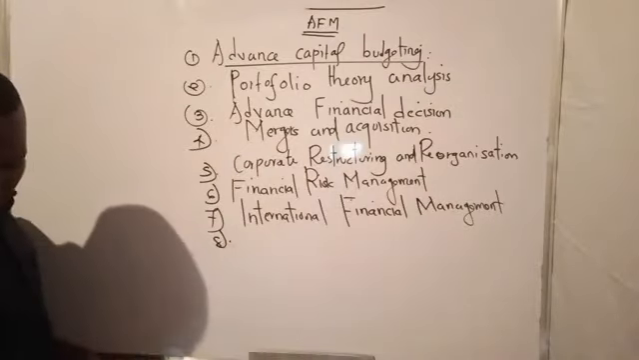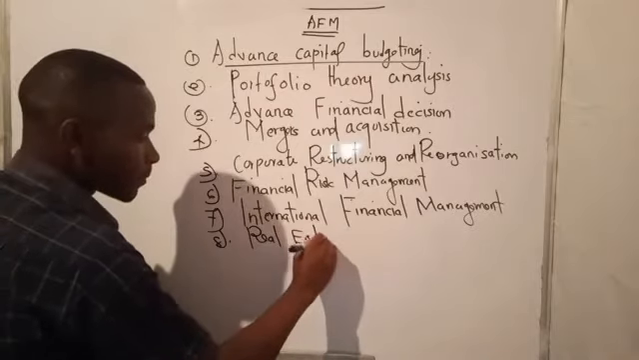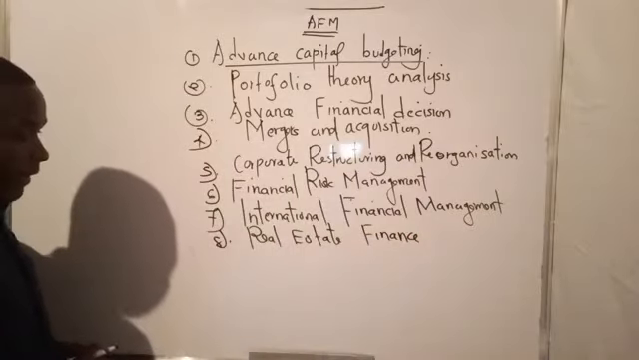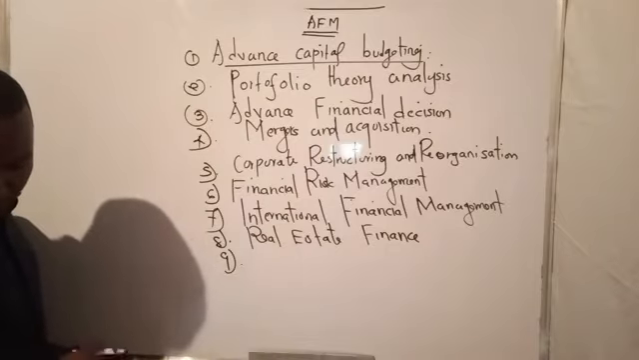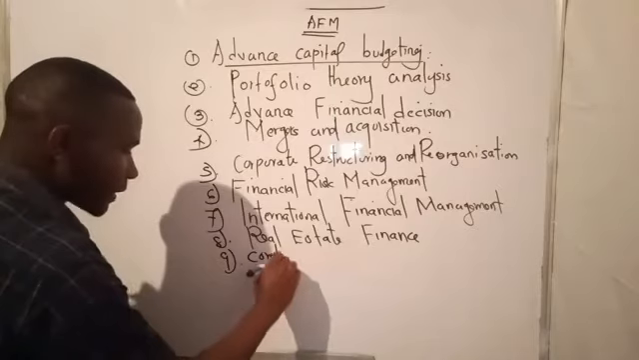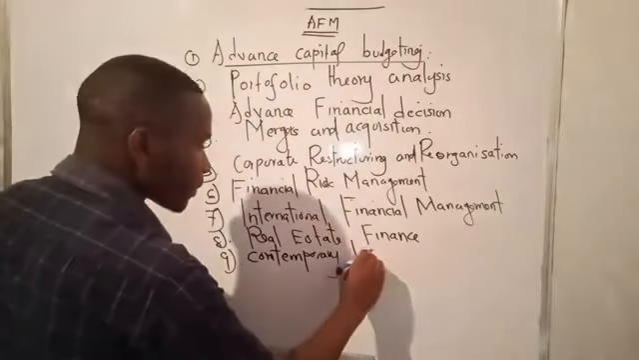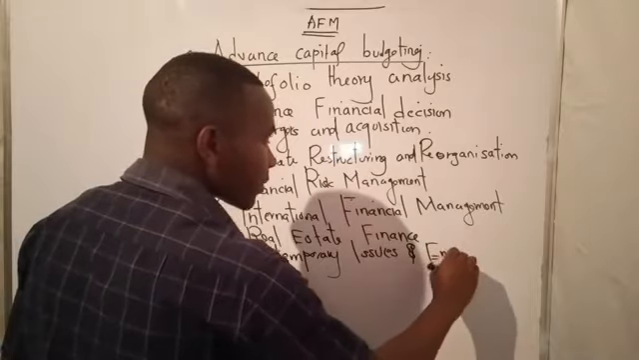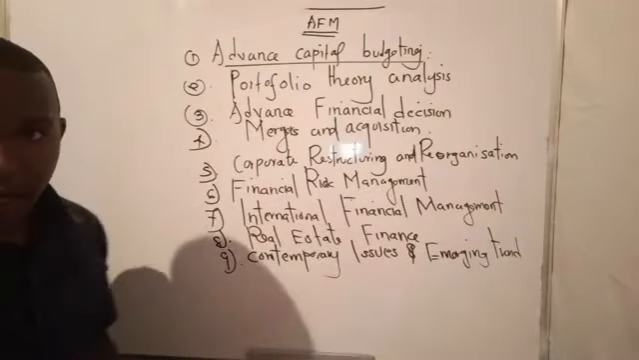Then topic 8 is real estate and finance. Real estate finance. And then the last topic, which we don't even have the notes for, is what is called contemporary issues and emerging trends.